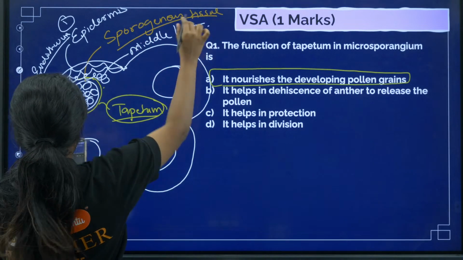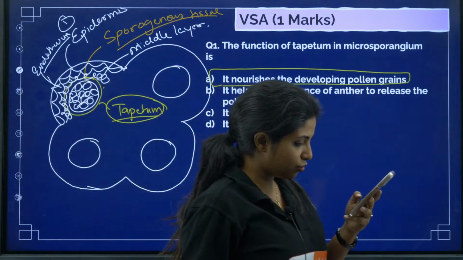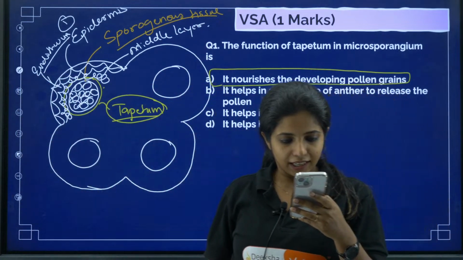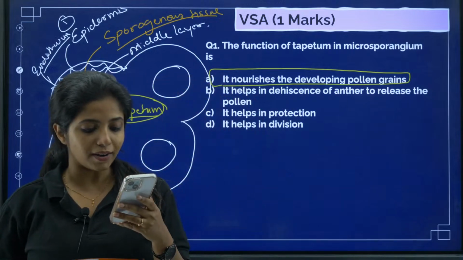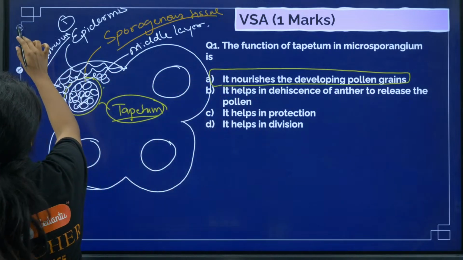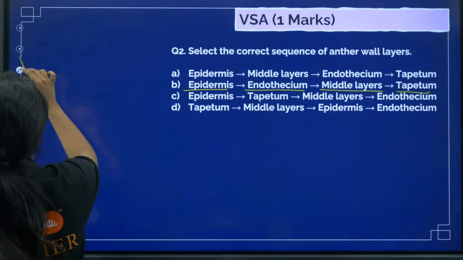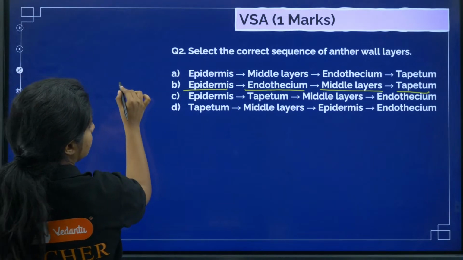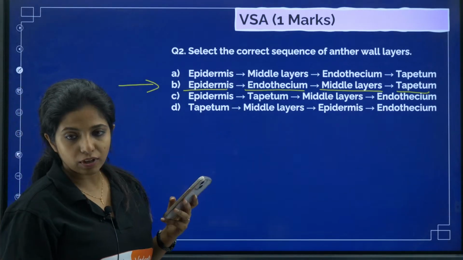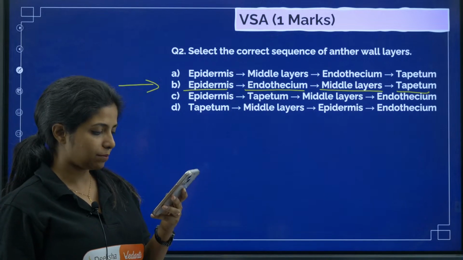So all of your answers are correct. Okay, 2B. Creative Tale, Sunil Chavan, everyone. Hi Mehak. Every one of you is correct in saying that epidermis comes first, then endothecium, then middle layers, then tapetum.